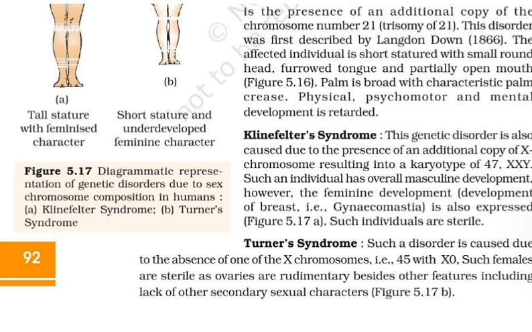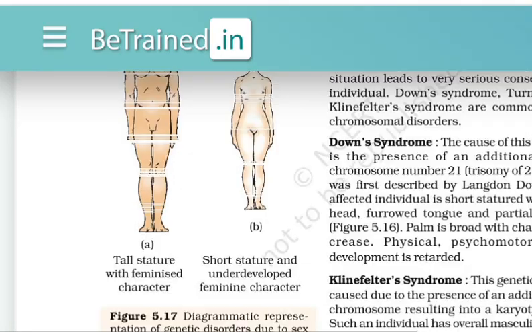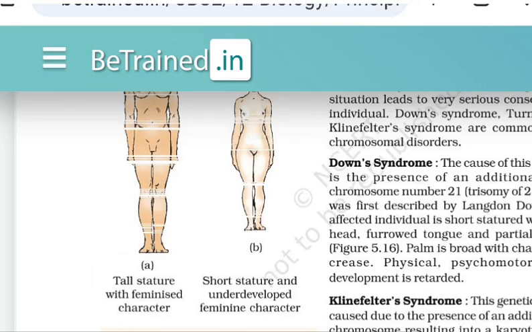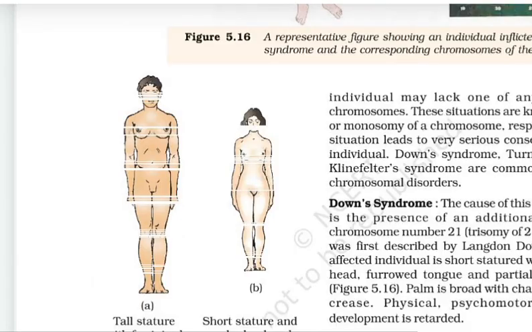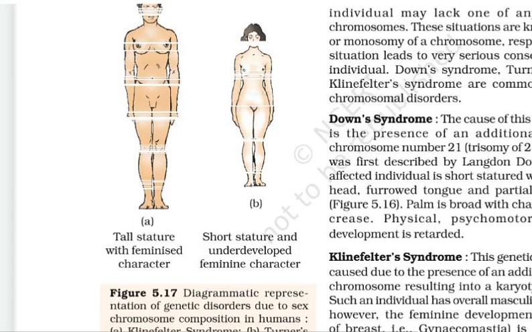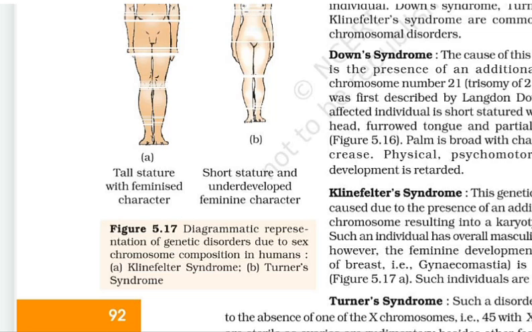Next we are going to read Klinefelter syndrome. This genetic disorder is also caused due to presence of an additional copy of X chromosome resulting in a karyotype of 47 XXY. Such an individual has overall masculine development. However, the feminine development, that is development of breast, known as gynecomastia, is also expressed. Such individuals are sterile.